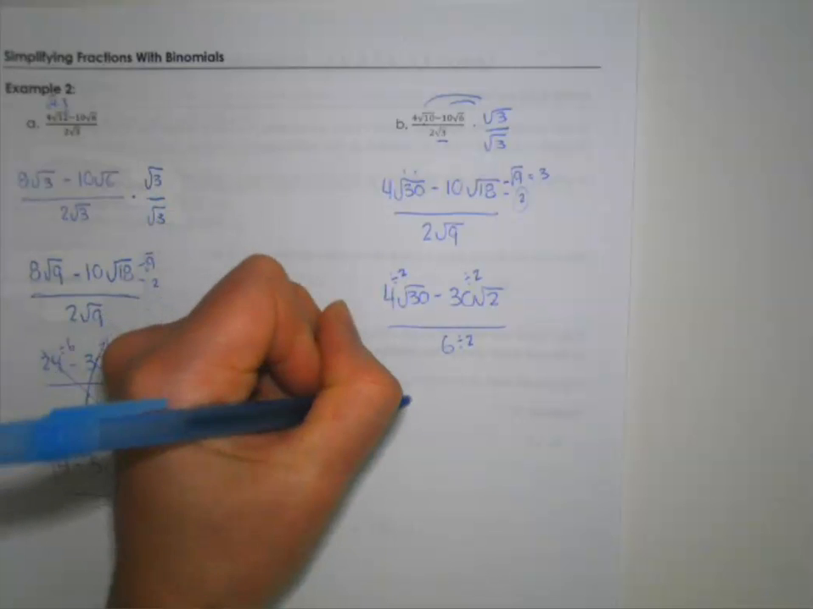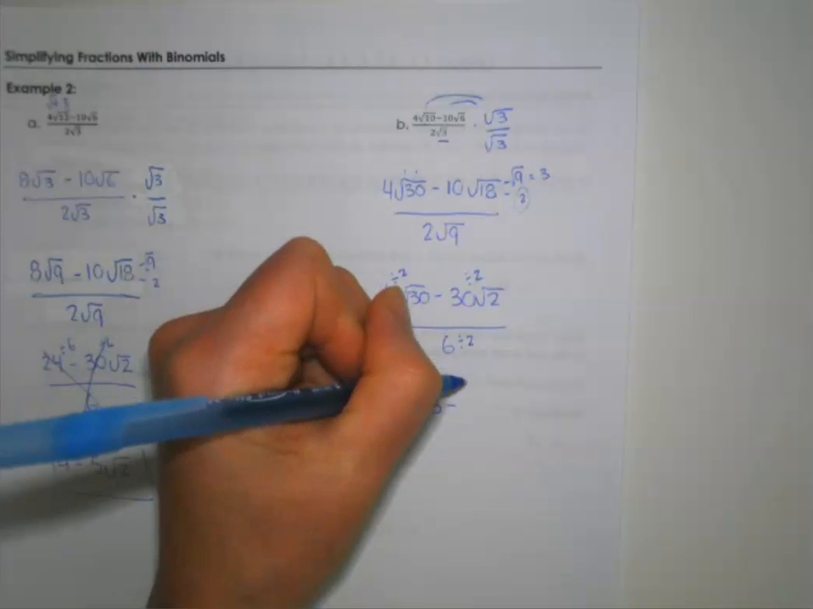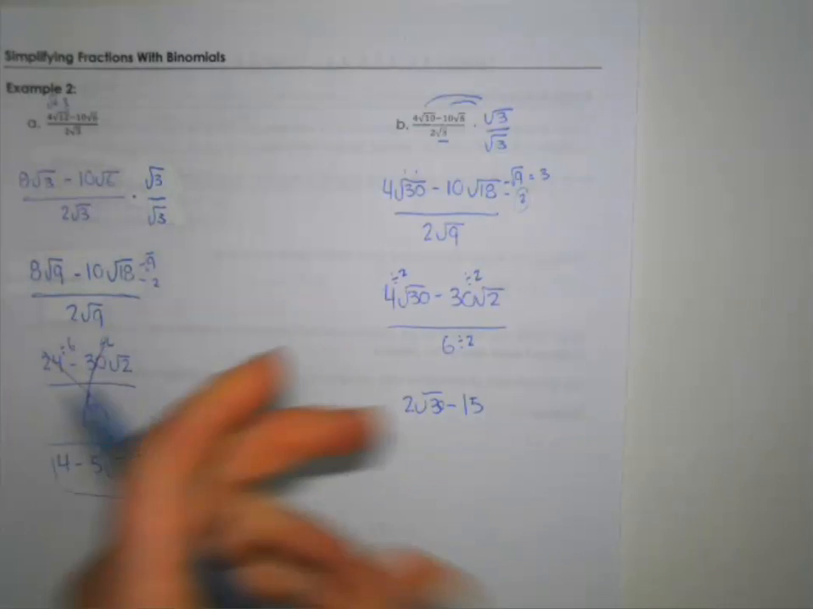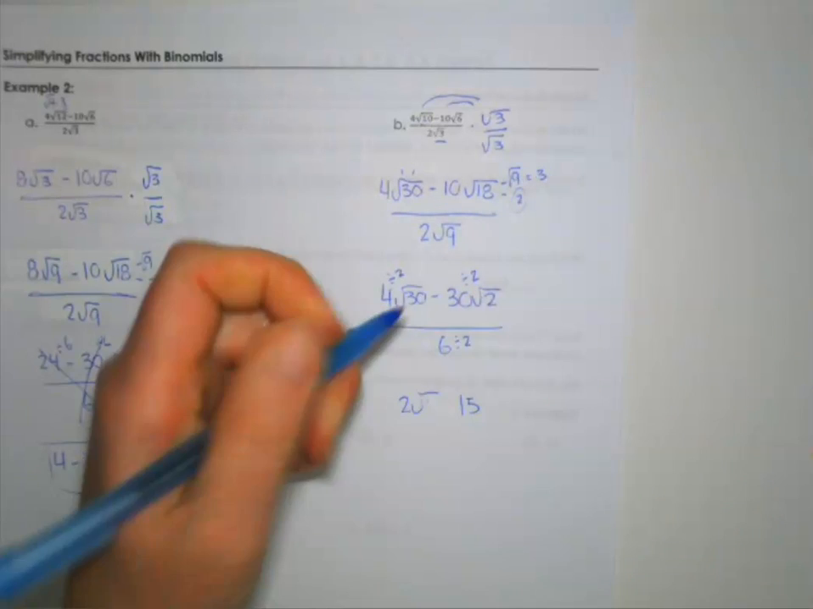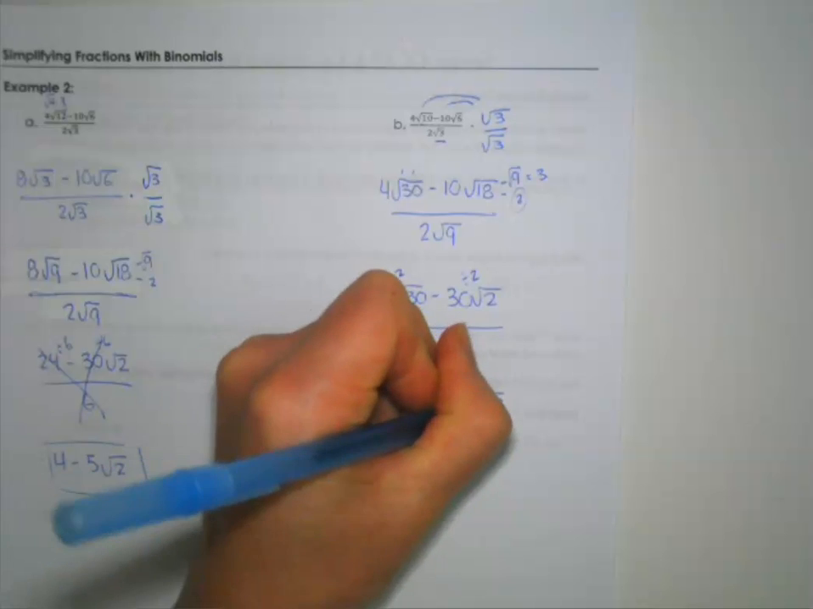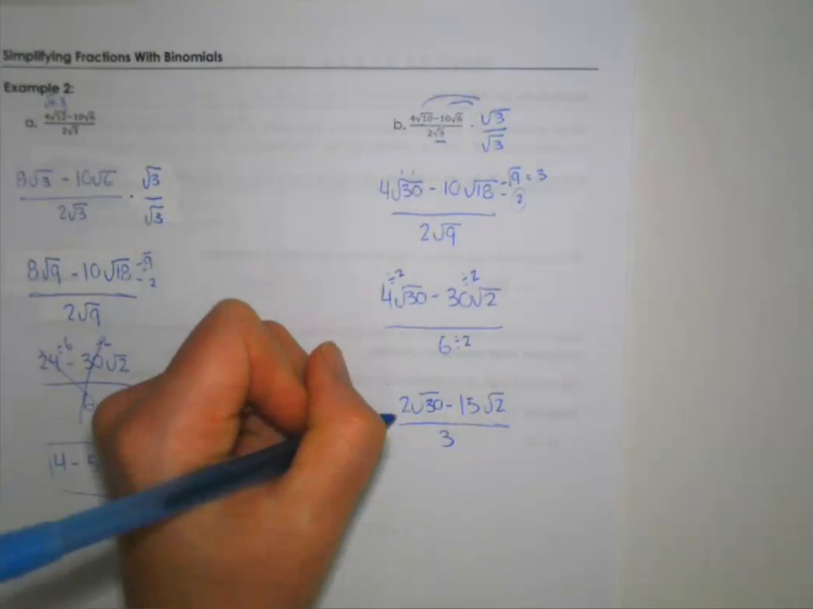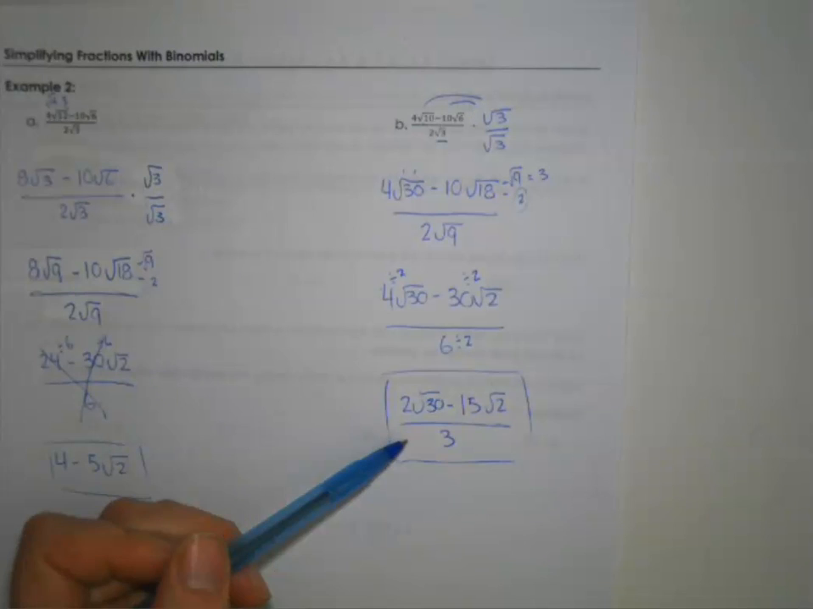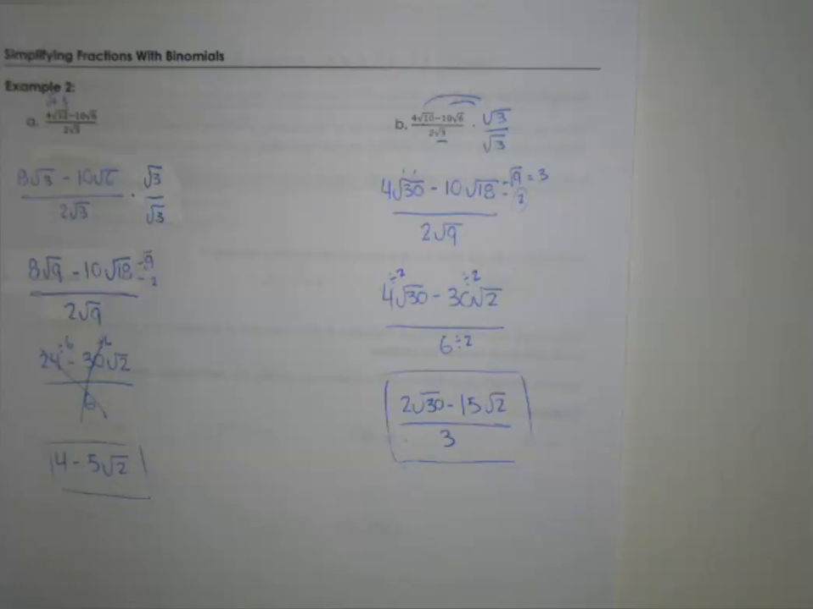So 4 divided by 2 is 2 root 30, minus 30 divided by 2 is 15. Oh, whoops, 30, not 3. Sorry, guys. Okay, 2 root 30 minus 15 root 2. And we're going to divide that by 6 divided by 2 is 3. Okay, we've simplified as much as we can, so there's our final answer. And of course, again, if you want, you can use your calculator to check this one against that one, and you should get the same decimal value.